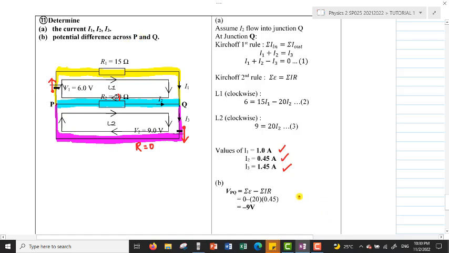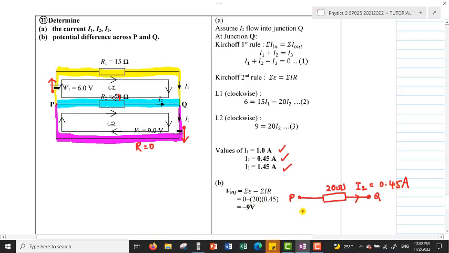If I redraw the circuit, I just focus on the circuit path between point P and Q. So we only have resistance 20 ohm, whereby our current I2 along this circuit path is 0.45 ampere. So the potential difference between point P and Q will be the summation of EMF minus summation IR. We do not have any EMF here, so the total EMF will be 0. Then minus the resistance is 20, the current is 0.45.